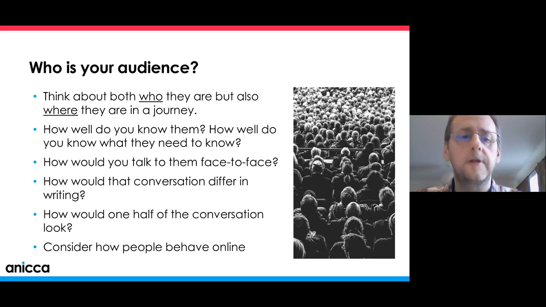And you can take that further, because you can imagine how you would talk to them if you were face to face. What is the conversation that you would like to have? Imagining their responses as well. And then how would that conversation differ if it was done in writing? How would the structure, how would the speed change? How would the response mechanism be different? And then how would one half of the conversation look?